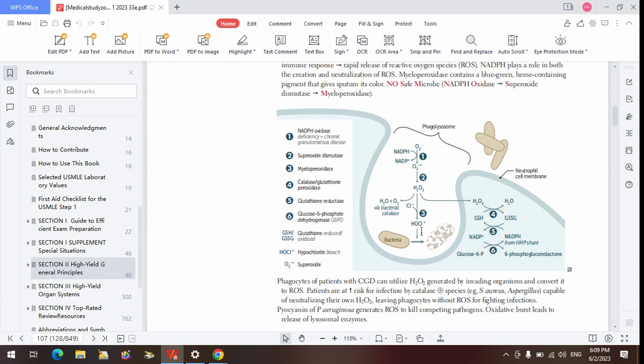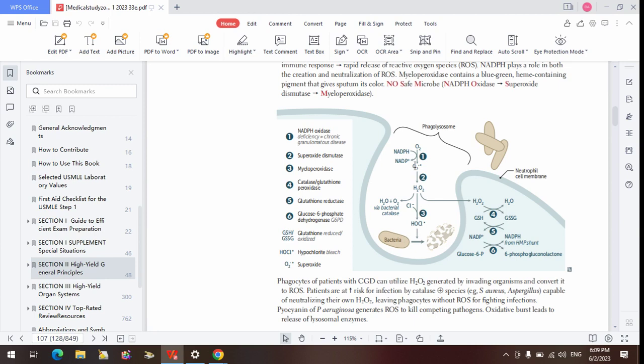Now, which one has peroxide? The bacteria release the hydrogen peroxide, the bacteria themselves. You know that this hydrogen peroxide normally should be formed by the macrophages that are phagocytosing. Exactly. You get it?